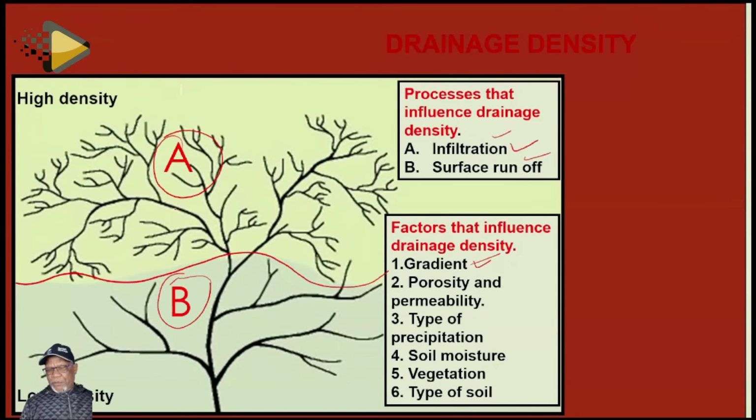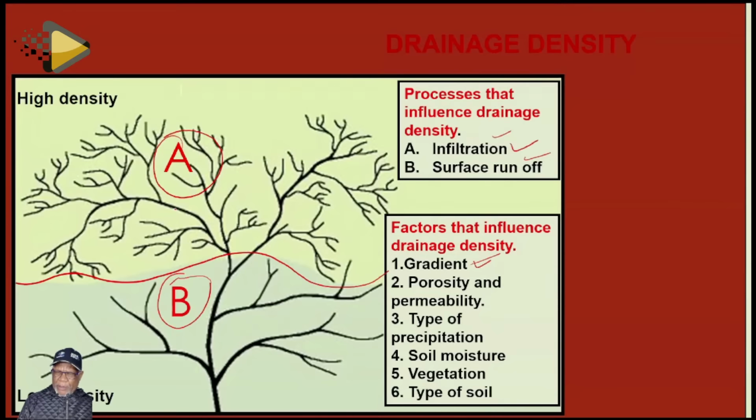And it means at B, the soil is dry. Because of the dry soil, there is going to be more infiltration. And because of more infiltration, there's going to be less surface runoff and lesser drainage density.